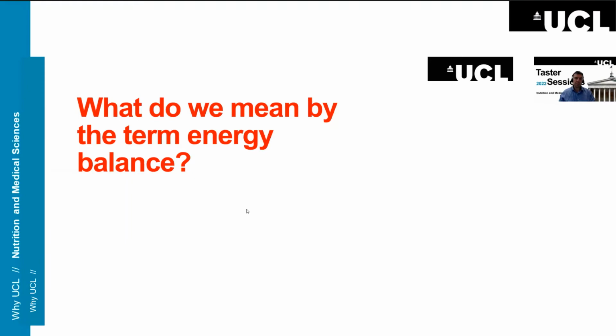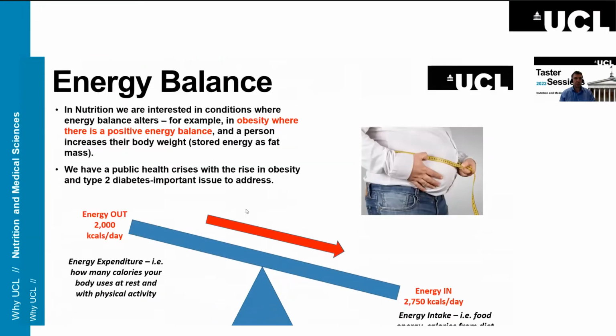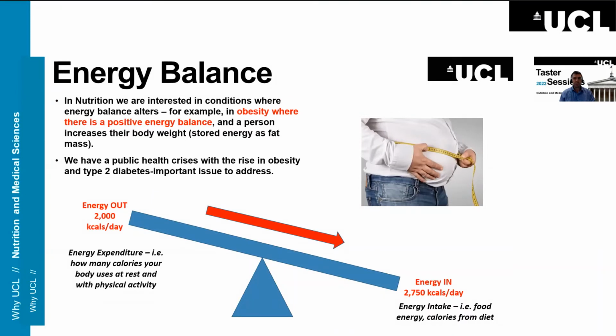So we're interested in energy balance for lots of different reasons. In nutrition specifically, we're interested in conditions where you might have, say, positive energy balance, where energy intake is greater than energy expenditure. For example, this is something that happens during development of obesity. If someone's in positive energy balance for a long period of time, so it could be many months and many years, then that excess energy is essentially stored, and a lot of that is stored as fat mass. For example, subcutaneous fat, basically the fatty tissue underneath the skin or around the organs. This obviously increases body weight.